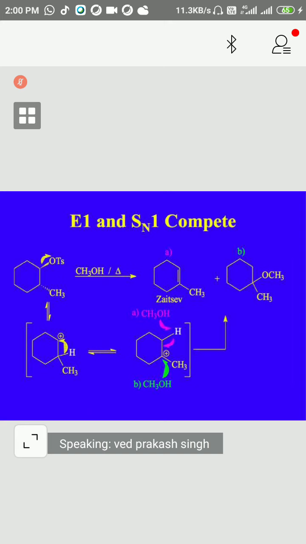Now two options are there. Either this CH3OH will behave as a base and take this hydrogen, and there is formation of this alkene and this bond will move here. The other option is that CH3OH will behave as a nucleophile. It will attack from here and there is formation of this product. So SN1 reaction, E1 reaction. Both products can be formed from the same intermediate, same pathway. The only difference is that here this is behaving as a nucleophile, here this is behaving as a base.